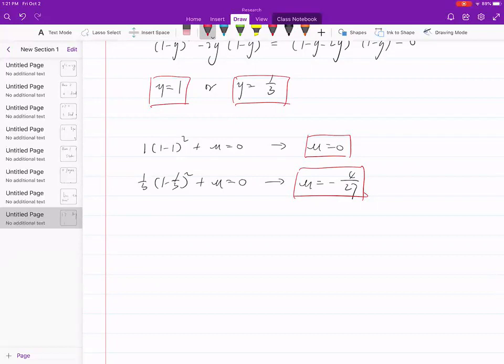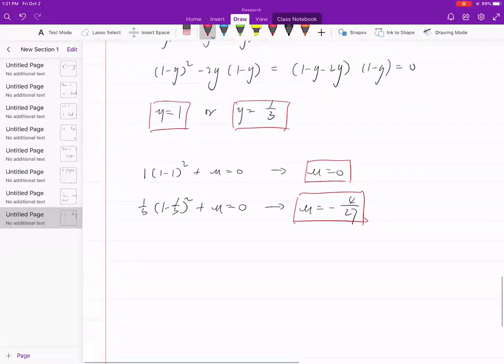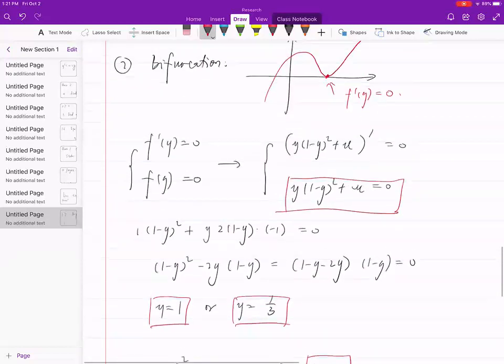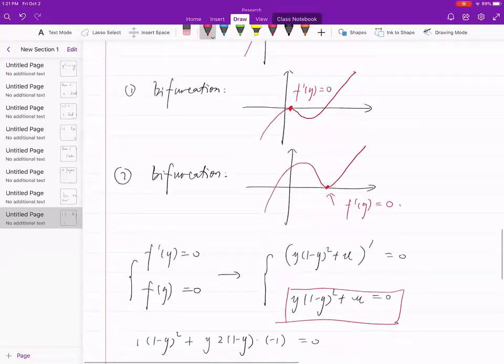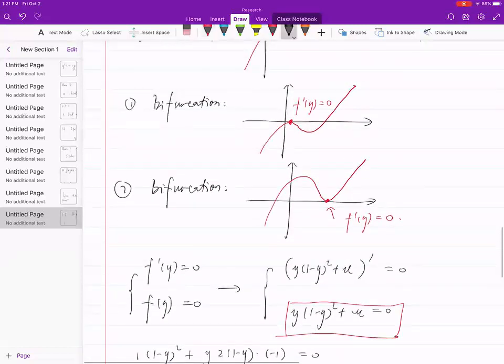Sounds good? Then we can go back and put it in the graph. We have 2 bifurcations. This corresponds to mu equals -4/27, and this corresponds to mu equals 0. The bigger one should be the one which is above. That's where the bifurcation happened.